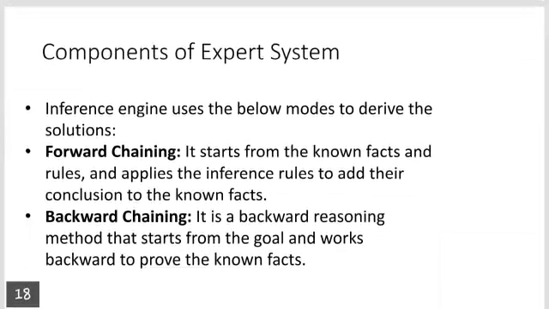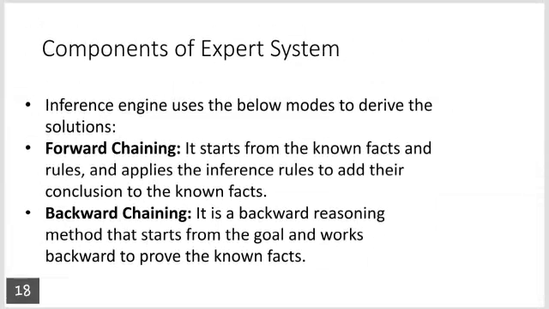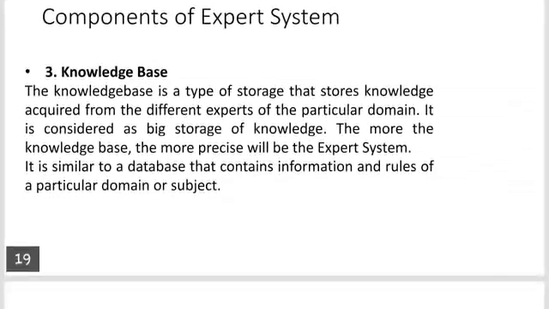The inference engine uses the below modes to derive the solution: forward chaining and backward chaining. Forward chaining starts from the known facts and rules and applies the inference rule to add their conclusion to the known facts. Backward chaining is a backward reasoning method that starts from the goal and works backward to prove the known fact.